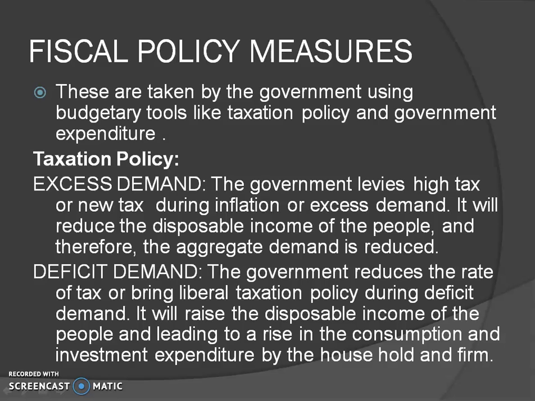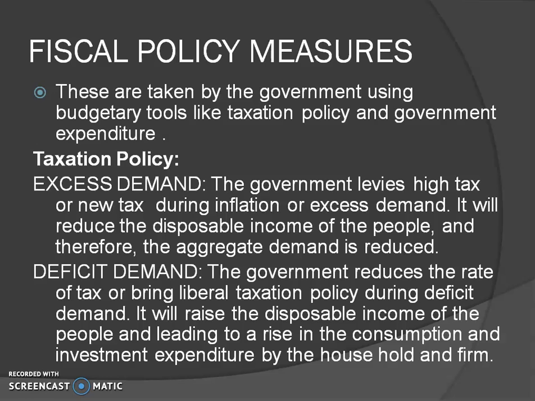First of all, taxation policy. During excess demand or inflation, the government levies high taxes or new taxes. It will reduce the disposable income of the people and therefore the aggregate demand is reduced. Then during deficit demand, the government reduces the rate of tax or brings in a liberal taxation policy. It will raise the disposable income of the people, leading to a rise in the consumption and investment expenditure by the household and firm.